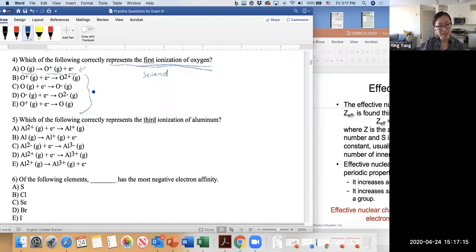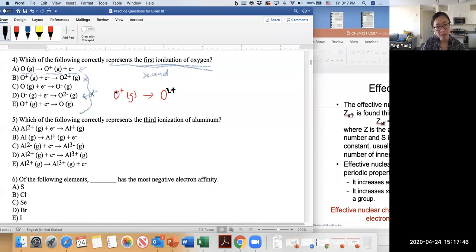Would it be this one? No. Would it be this one? No. None of them, actually. So the second ionization energy would be represented by starting from the first. So 1 electron has already been removed. Now we are going to remove the second one.